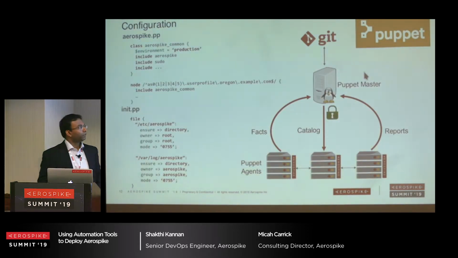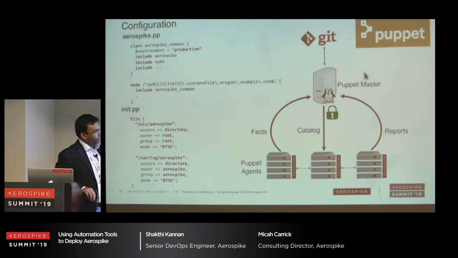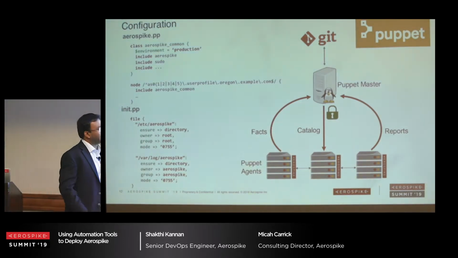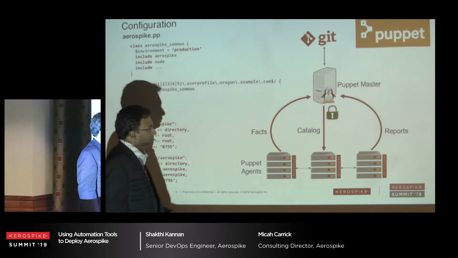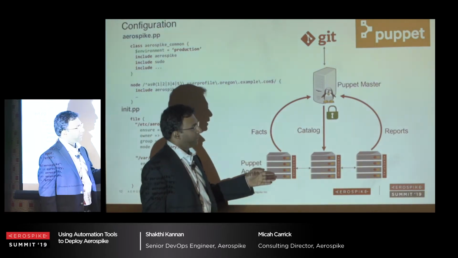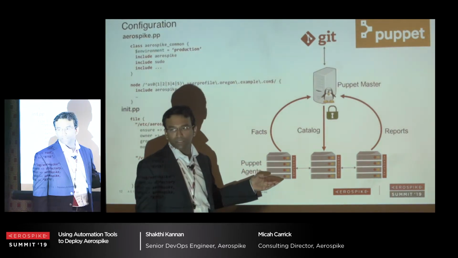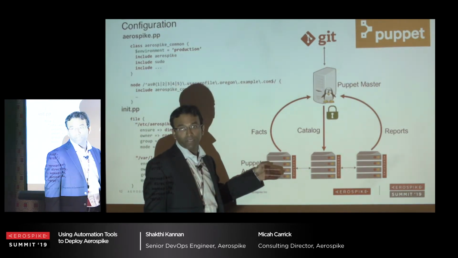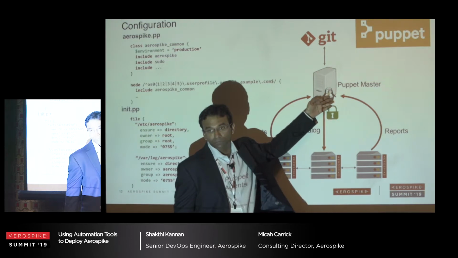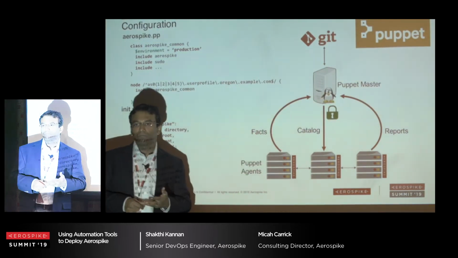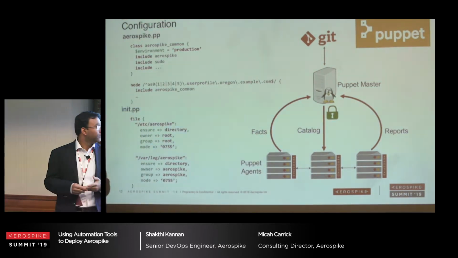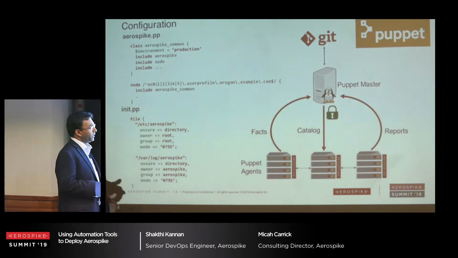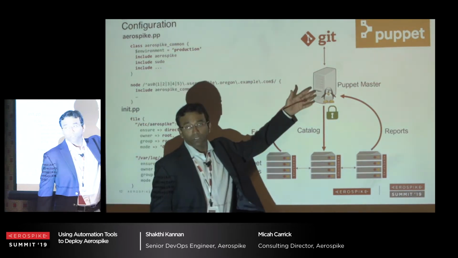This is another example of configuration using Puppet. Puppet uses a master agent setup. So when you provision an Aerospike cluster, you have a Puppet agent that is installed. So what it does is it will send information about itself as facts to the Puppet master. So information like the operating system, Aerospike server version, and all that. And then the Puppet master prepares a catalog.